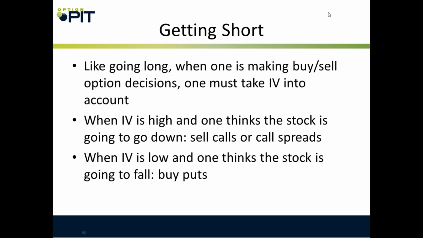All right, now, like going long, when one is making buy-sell option decisions, one must take IV into account, implied volatility. When getting short, when implied volatility is high, you sell call spreads. I'm not a big proponent of ever selling naked calls. Call spreads, love selling. And when implied volatility is low and one thinks the stock's going to fall, you buy puts.